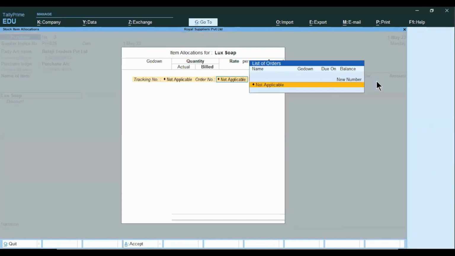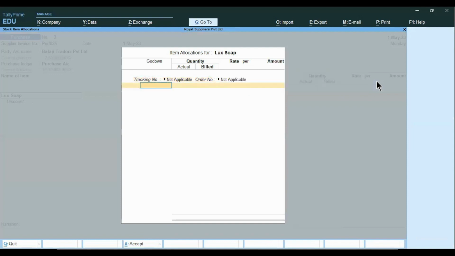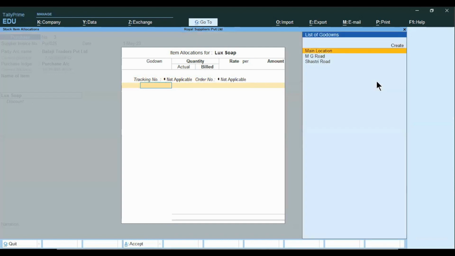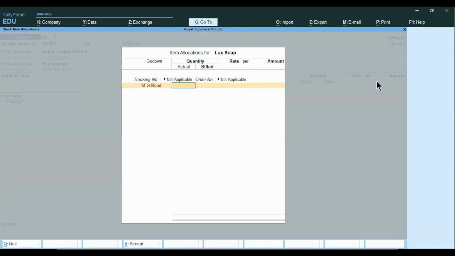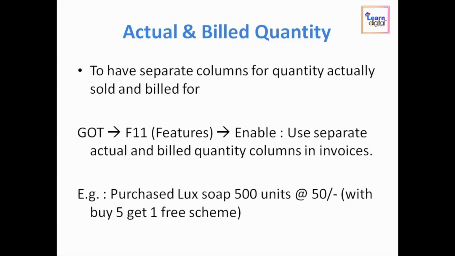Enter. Now tracking number is not available as we are not going through the purchase order processing. We are just entering the purchase invoice. So no tracking number, no order number. Go down. In which godown we will store these things: MG Road. How much quantity have we purchased? We have purchased 500 units at the rate of 50.